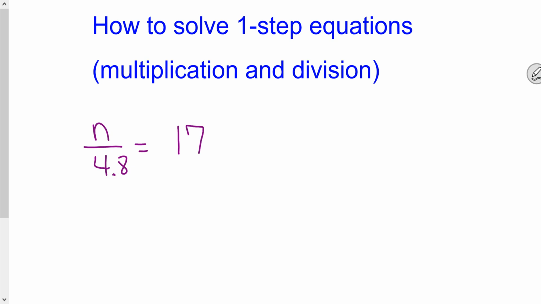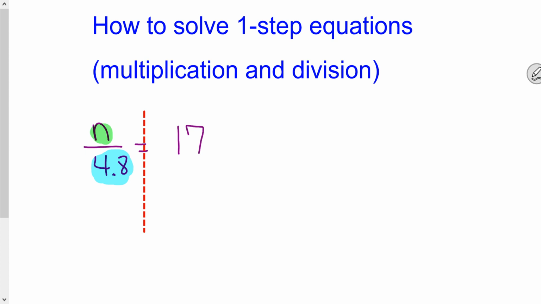One more equation here. N is being divided by 4.8 equals 17. Where's our variable? Right there. What number do we need to get rid of? Well, it's on the same side as the variable. It's that 4.8. You can see it right there. There's the 4.8. We need to get rid of it.